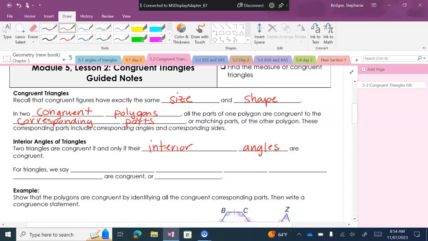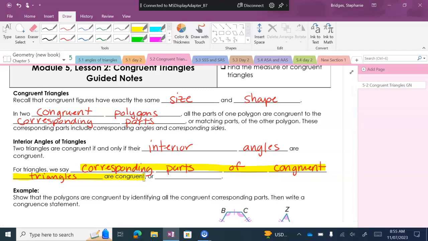But for triangles, we say that corresponding parts of congruent triangles are congruent. Okay, so all of this is a part of it. I just didn't have you write it all down. Corresponding parts of congruent triangles are congruent.